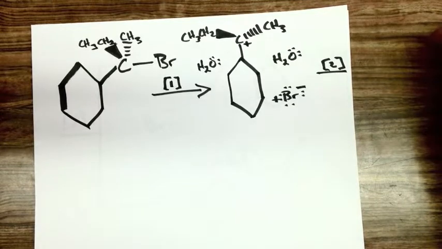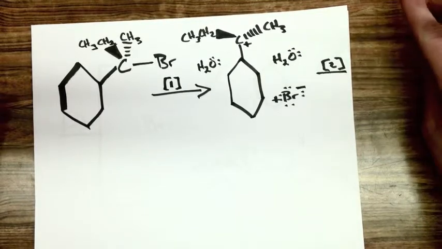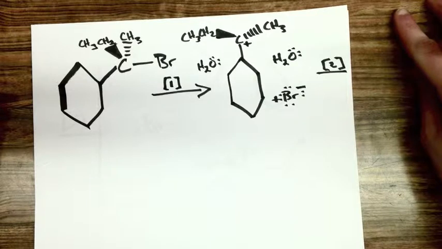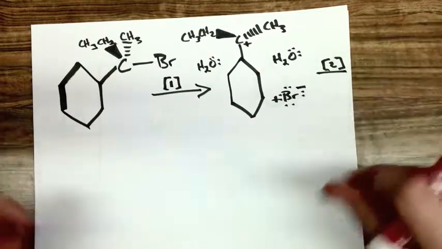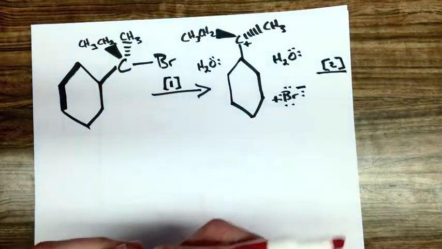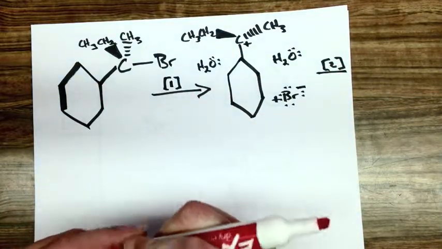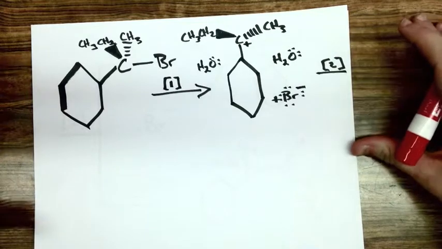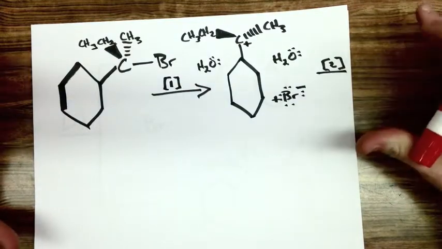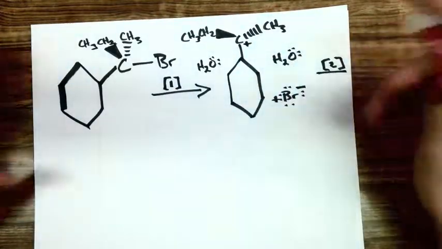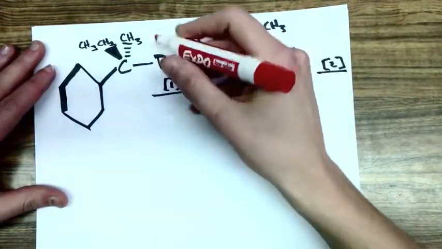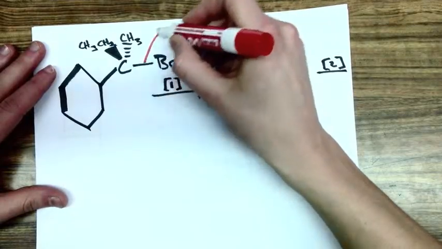So we're going to synthesize 2R-2-bromobutane with cyclohexanol to form 2S-2-cyclohexylbutan-2-ol. The nice thing about SN1 is it's going to form a carbocation, and so we're going to have multiple products.